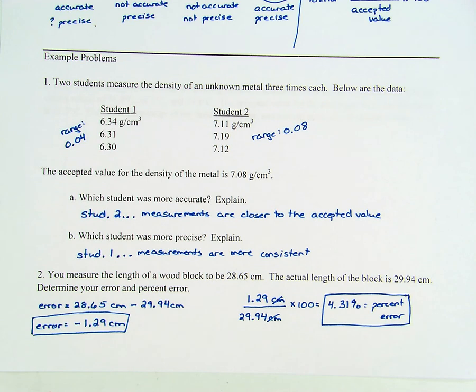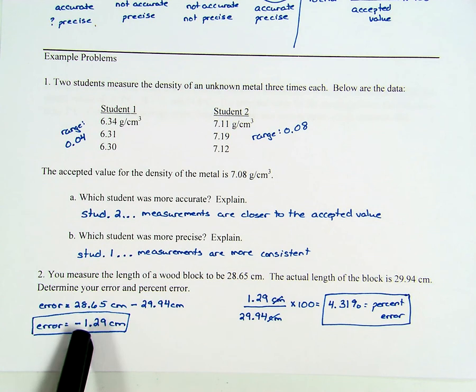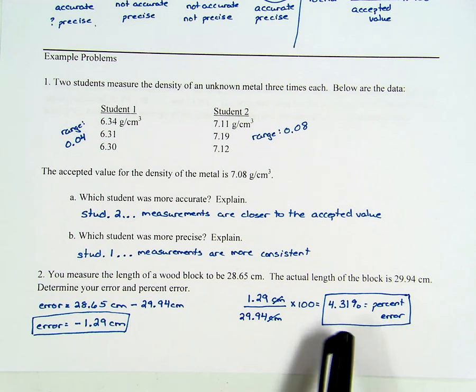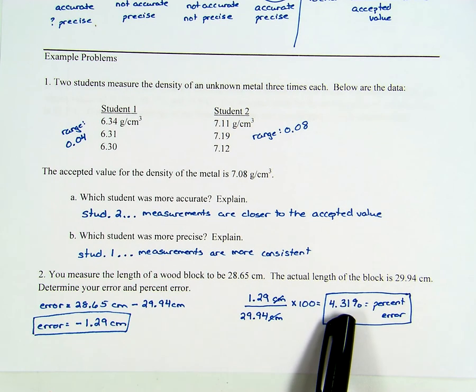So error alone can be useful for us, especially if we want to know if we're high or low in our measurement, a positive or a negative number. Whereas percent error is really a better indication of how close we really are. We're not really concerned with how high or low. There is no such thing as a negative percent error. It will always be positive. But it can be a better indication of how accurate we are because it takes into account how big the value is that you're trying to measure.